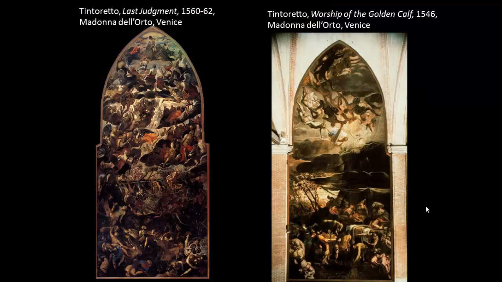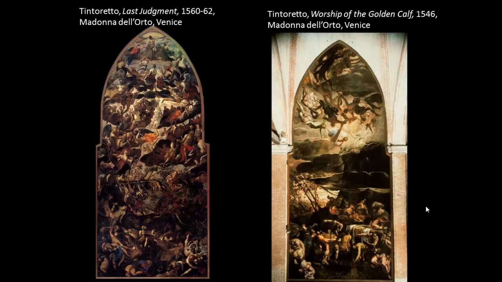Tintoretto also completes a number of paintings for a church in the northern part of the city called the Madonna del Orto. And this was actually Tintoretto's parish church. And what that means is he lived in the neighborhood. This is the church he attended regularly, and it's where he and many members of his family are buried today.